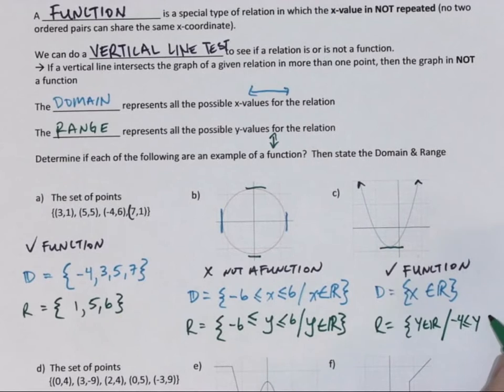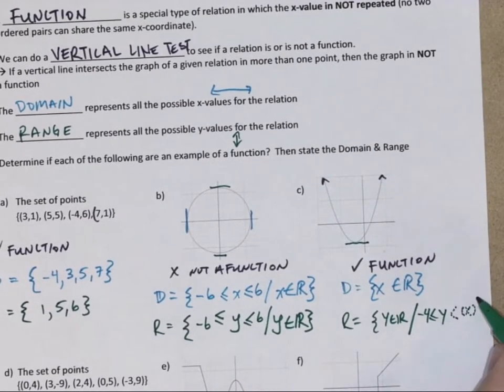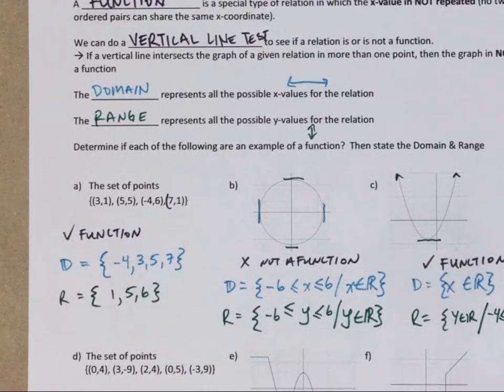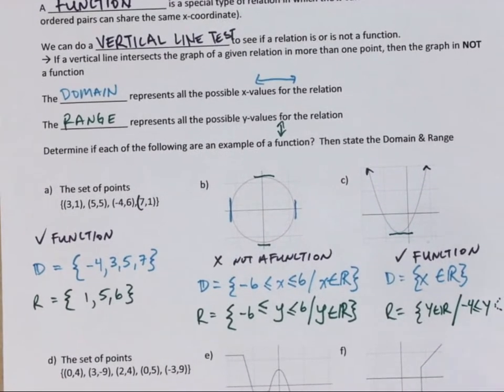So if you wanted to add less than infinity to show that it goes on forever, that's fine. If you don't, don't worry about it. That's why I put it in dotted line. Okay, let's do three more.